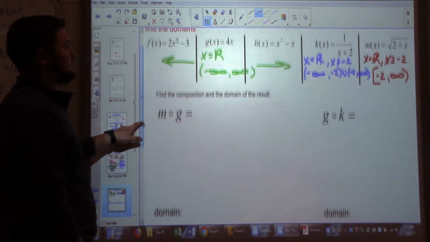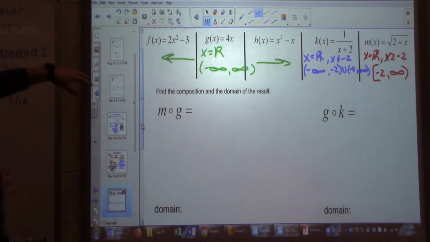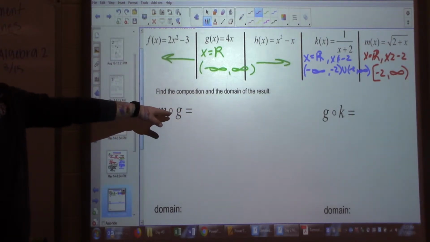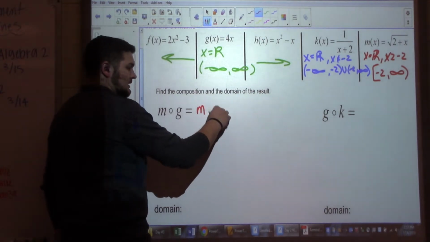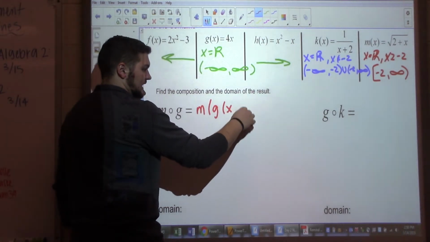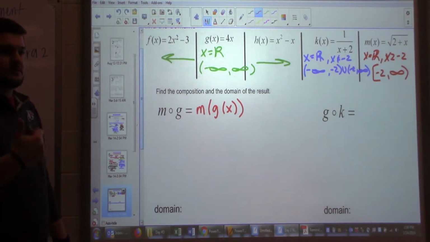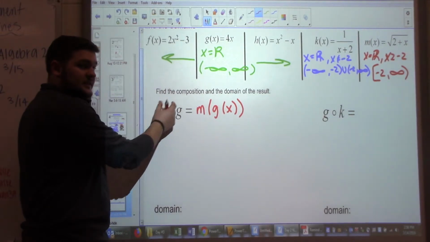Find the composition and the domain of the result. See, this is like what I was talking about, guys. I prefer it written the other way. If you like it written M of G of X, that's fine. If you like it written like this, that's cool. But I'm going to change this to what we were using. I'm going to go M of G of X. I'm going to rewrite it. Sweet. Thank you, Brian.